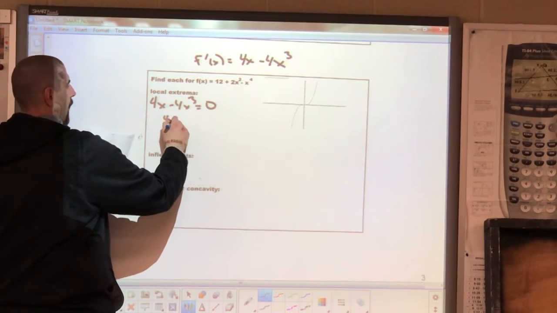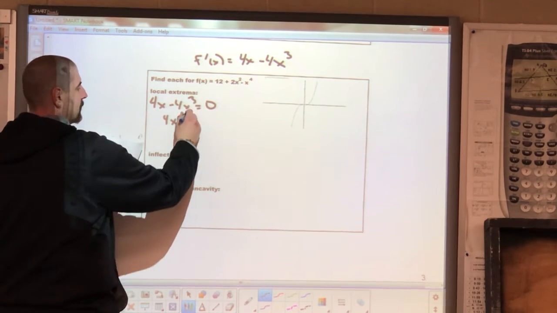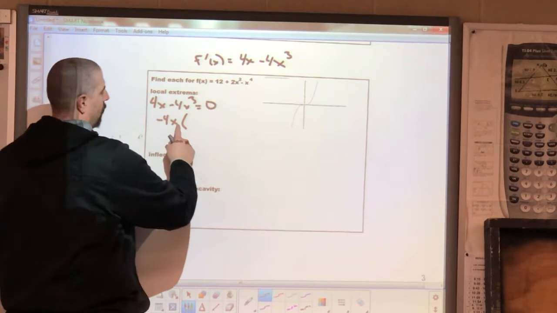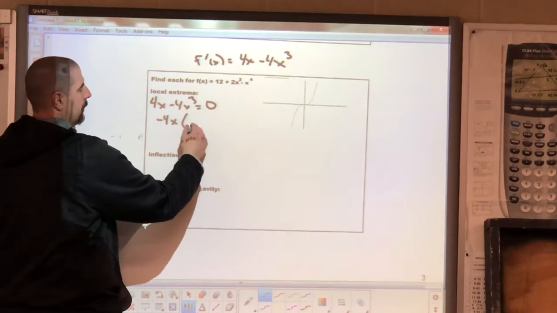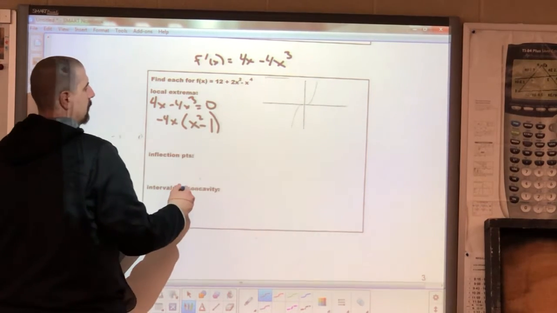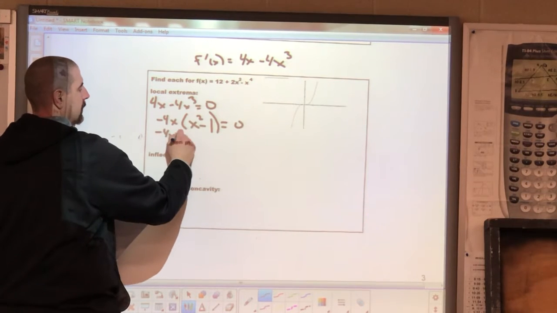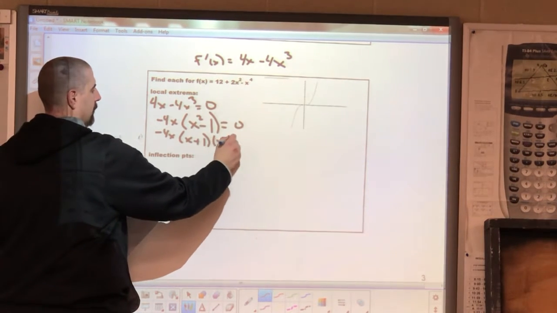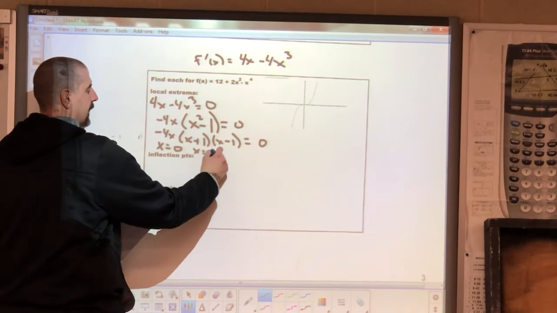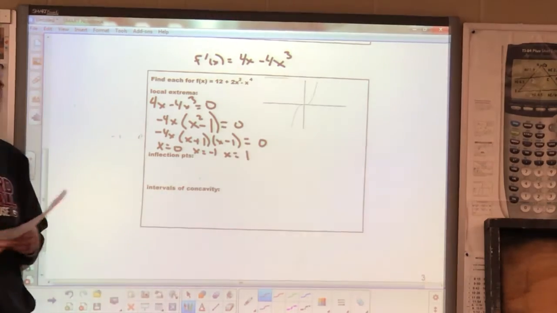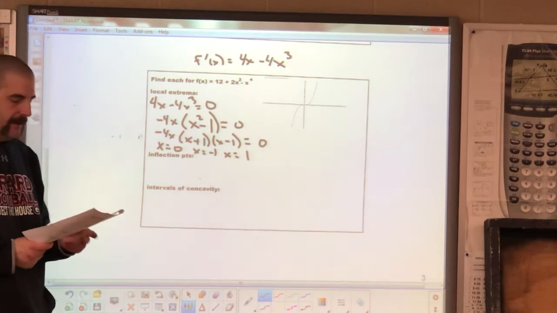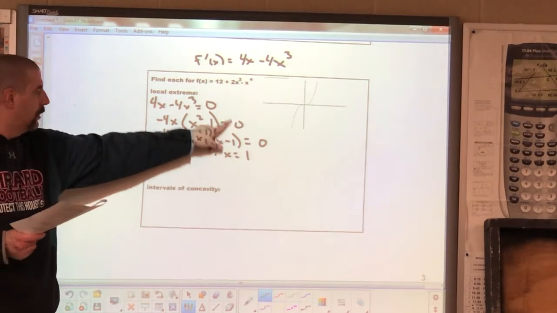So you're going to factor out 4x. Negative, let's do negative, probably be easier that way. If you factor out a negative 4x, this will become positive x squared minus 1. So that's going to give you negative 4x times x plus 1 times x minus 1, and then you're going to get x equals 0, x equals negative 1, and x equals 1. So we get x is 0, x is 1, x is negative 1. Okay. So there's our values.